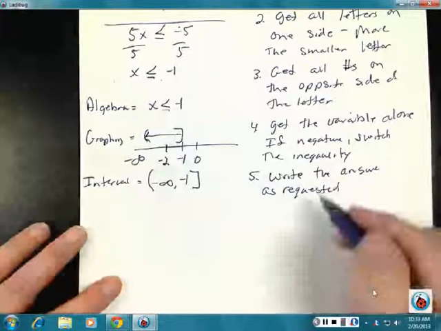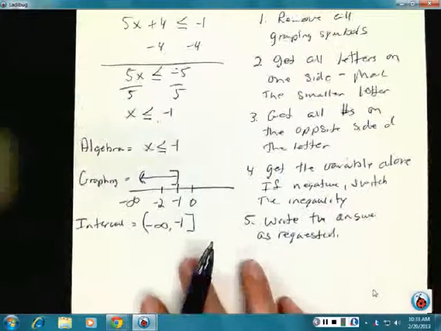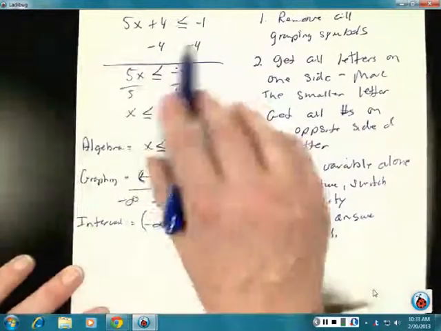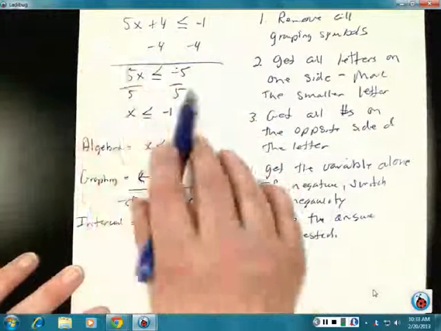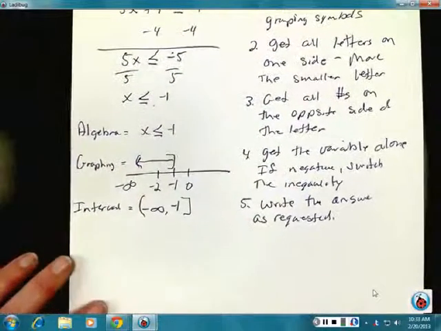Okay? So that's the steps we have to go through to solve these. Not any different than chapter 2. Everybody see that? It's still doing the same stuff, moving your 4 over, dividing by your 5. It's the same exact stuff. It's just that when you get all done, you have some extra things to do to come up with your answer.